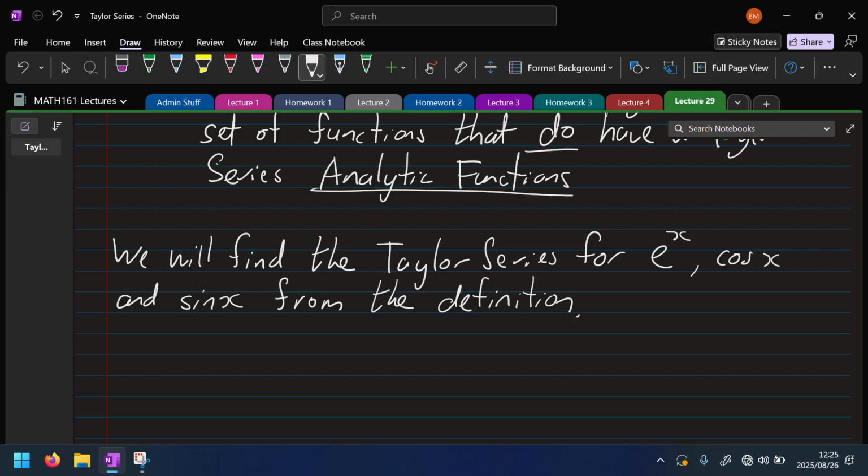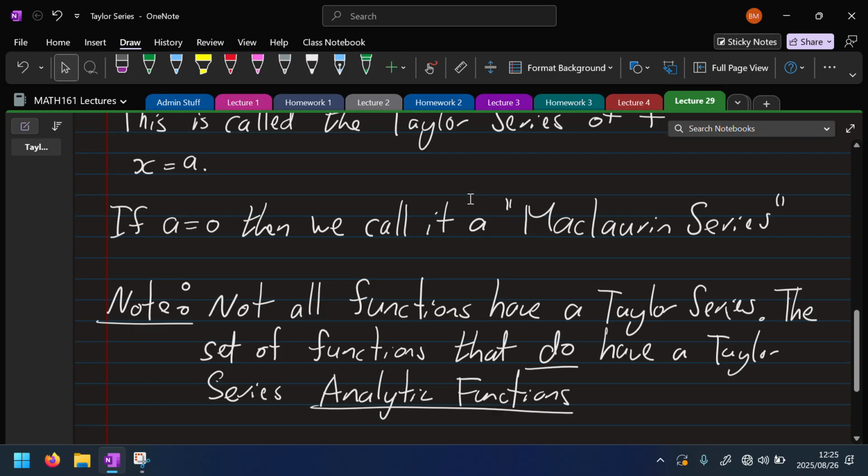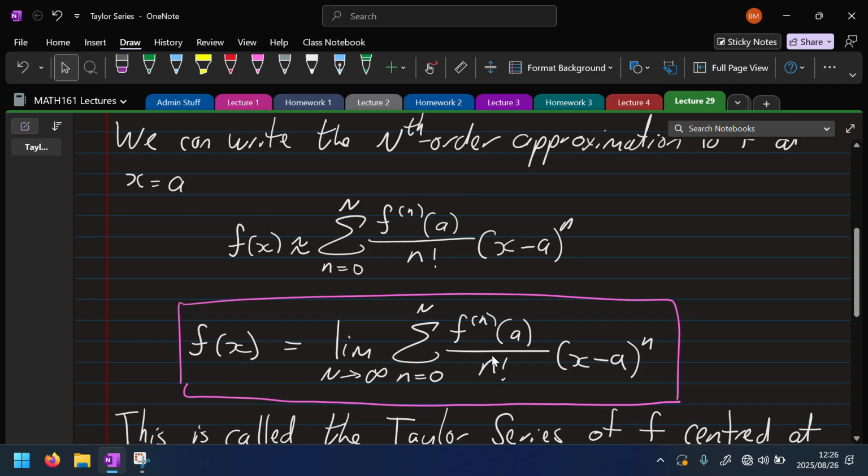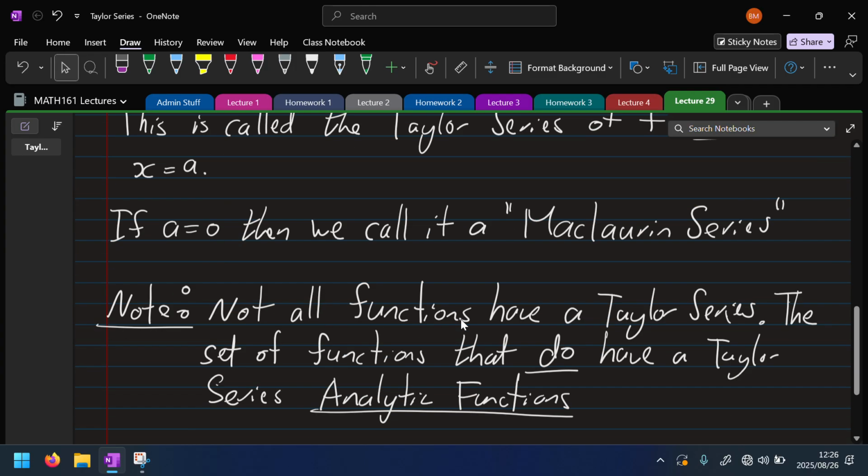Okay, so let's have a look at the first one, e to the x. So what do we need? We need to calculate this right-hand side here. In particular, we need the nth derivative. So we need the 0th derivative, the first derivative, second, all the way to n. Okay, so let's have a look at that.